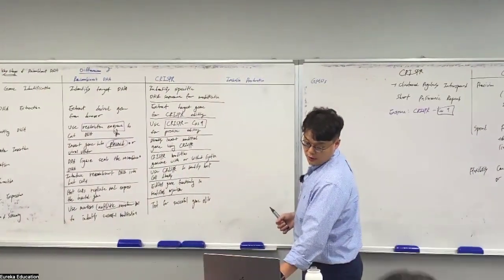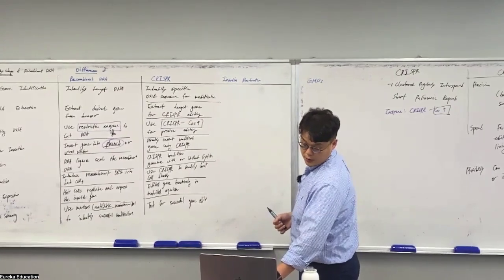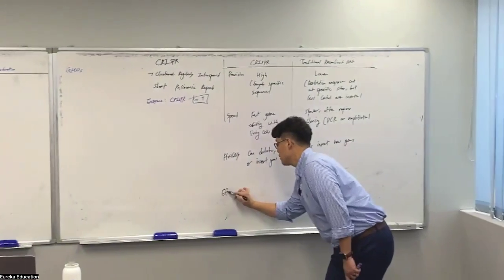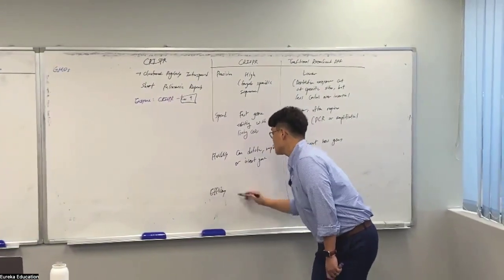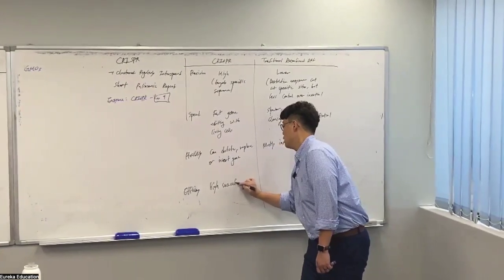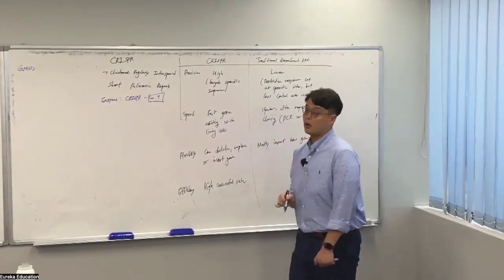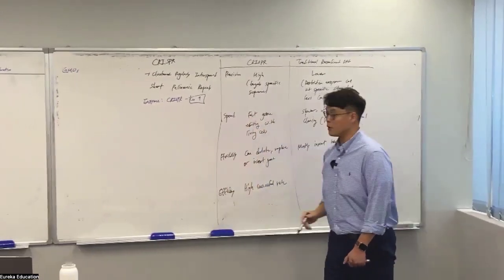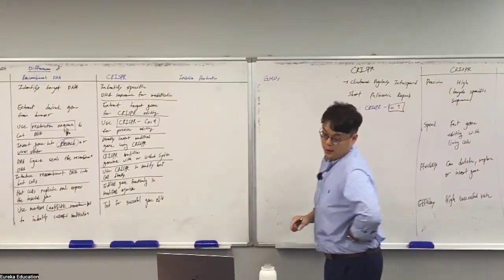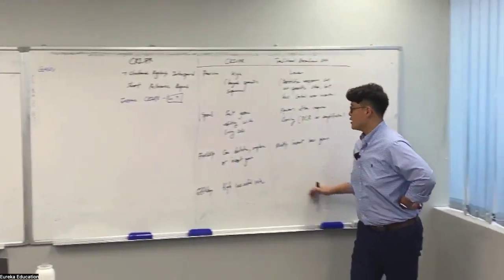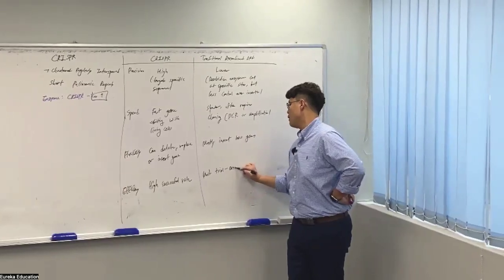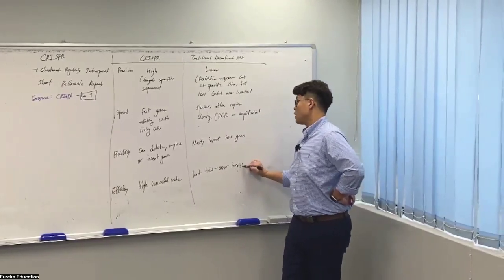So efficiency, would it be efficient to use that? In terms of efficiency, CRISPR has a high success rate in creating new genes. But for recombinant DNA, there will most likely be a lot of trial and error involved. Guys, copy this one down. I'm comparing all the genetic technologies.